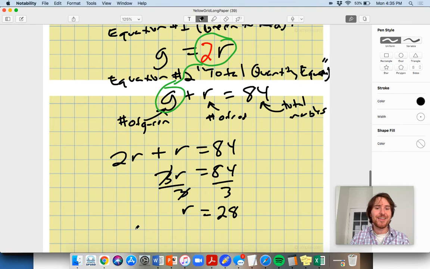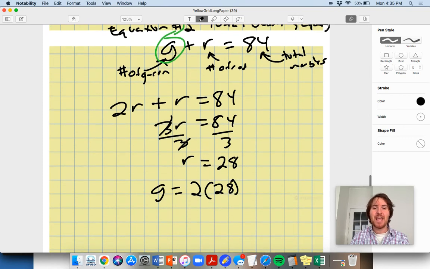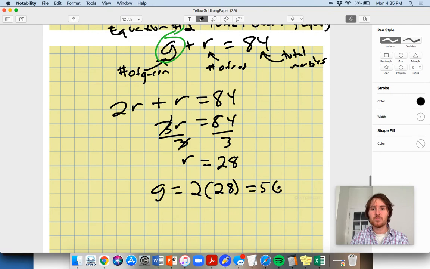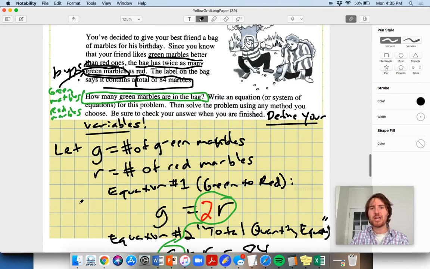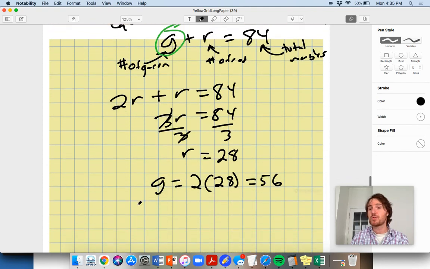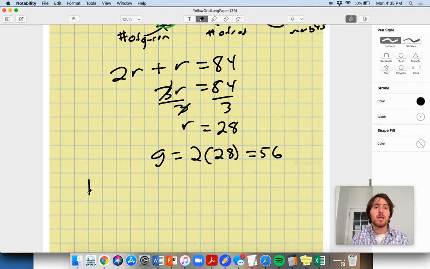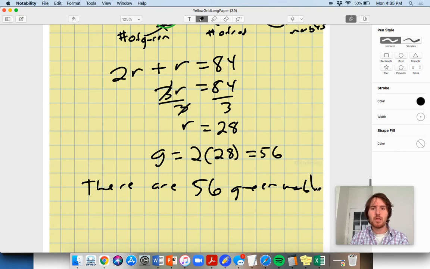So we got that there, and we know that G equals 2R, so we need to do G equals 2 times 28, and that's going to equal 56. Okay, so our answer is here. We should answer as a statement here, right? How many green marbles are in the bag? Well, that's what they're asking. Okay, we need to produce the answer, and this is it. There are 56 green marbles in the bag.